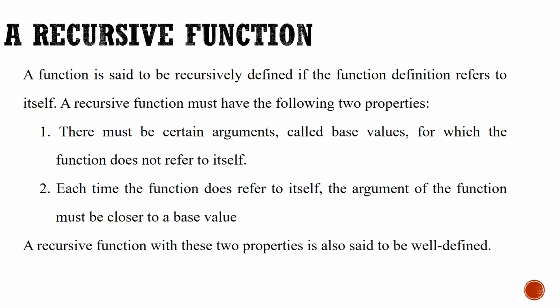If these two are missing, then you will end up in an infinite loop, which is not recommended in the programming world. That's why whenever we write a recursive function, we should ensure that the above two properties are well defined. If you fail to define these two properties, then your function will end in an infinite loop, which is not preferred in the programming world.